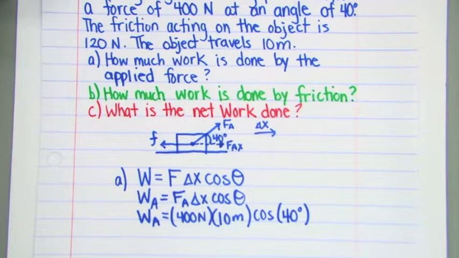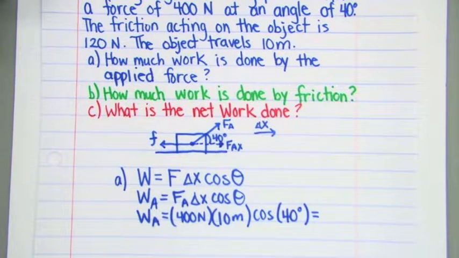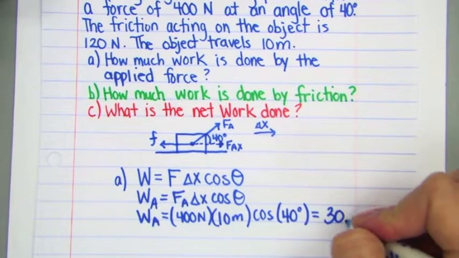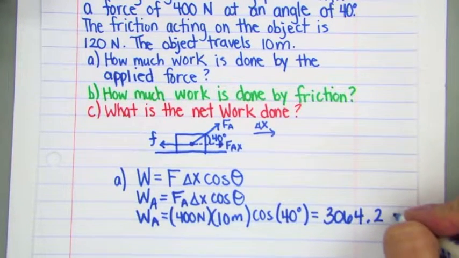You can do this another way. You are able to find the force that's being applied in the horizontal direction and then multiply it by the displacement. It's basically doing the same thing that you're already doing, just in 2 steps instead of 1. Okay, so 4,000 times the cosine of 40 is 3,064.2 if we round to the nearest 10 joules.